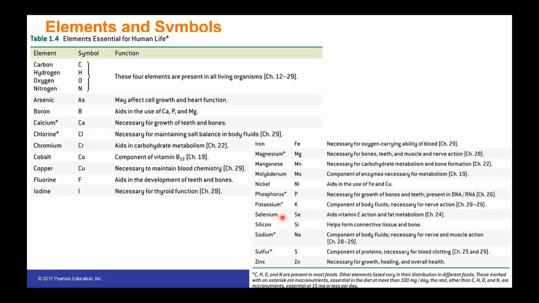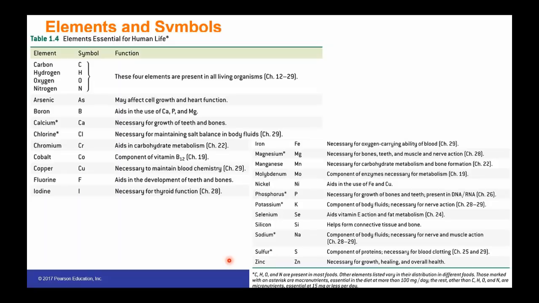All right, here are some elements that are essential for human life. Notice we've got the four major: carbon, hydrogen, oxygen, and nitrogen. A number of these other elements are used for different parts of your body, different things. These chapters don't represent our chapters in our textbook. But notice that these elements are all really important for us to use in our body.